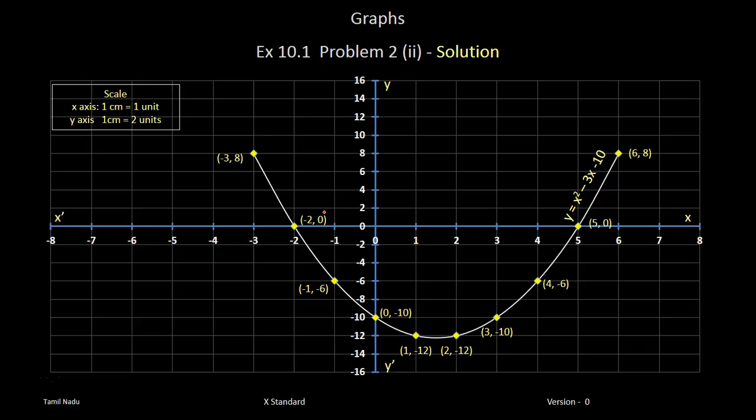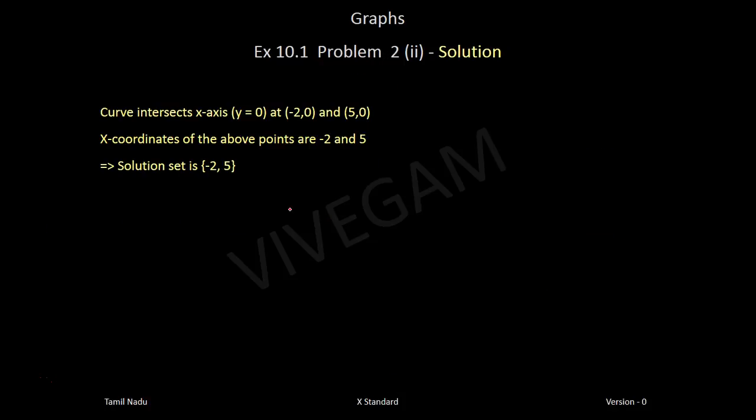And now the next step is we have to write the solution, right? The solution: the curve intersects the x-axis, that is y equal to 0, at minus 2, 0 and 5, 0. So x is equal to minus 2 and x equal to 5 are the solution for the particular function, or the solution set is minus 2, 5. As you can see, y is 0 in both the cases. That is where the solution comes out.